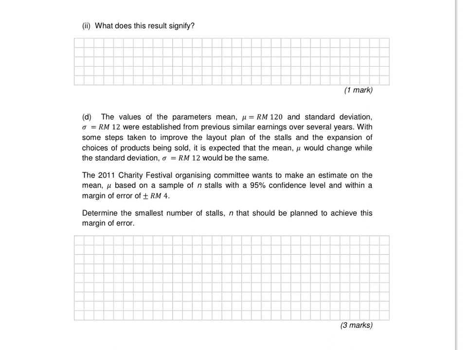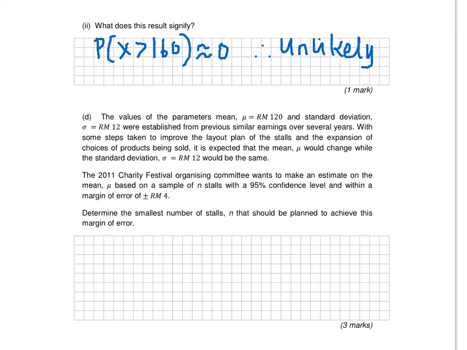As the probability calculated above is close to 0, this signifies that it is very unlikely a store would earn more than RM 160 over the first 2-hour period of sales. So we're going to write it this way: P(x > 160) is approximately 0, unlikely that we will get a value of 160 or more.